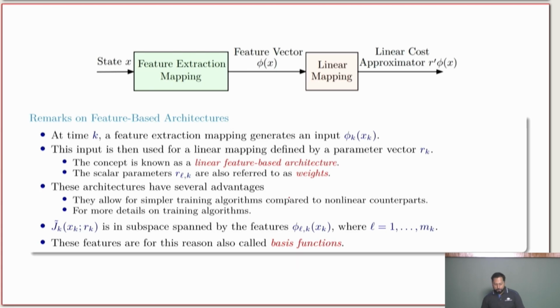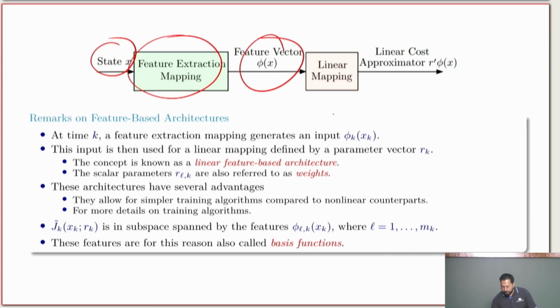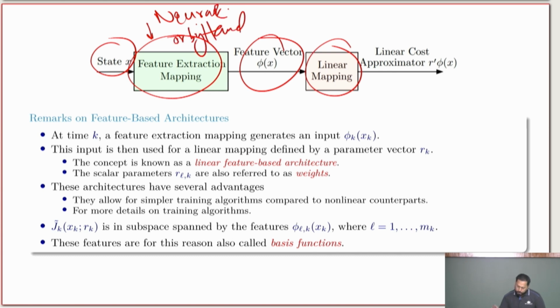So this is the diagram of the feature-based architecture, where given a state x, we do a feature extraction, we get a feature vector, and then we do a linear mapping. This feature extraction happens either via a neural network or by hand. That's it. And then you do some linear mapping. Okay, so then you get r transpose phi(x).